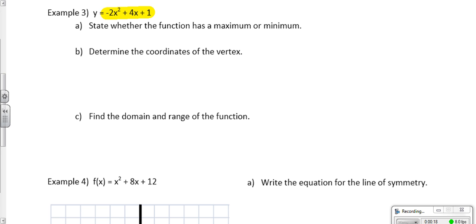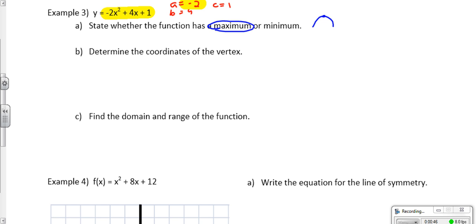Max or min? Well, again, I mentioned earlier, let's get in the habit of saying what A is. In this case, it's -2. B is a 4. And C is a 1. Now, what is it? Does it have a max or a min? And the part that will tell us if it's a max or min is the A. If A is less than 0, in which case it is, it'll open downward, which means your vertex will be a maximum.